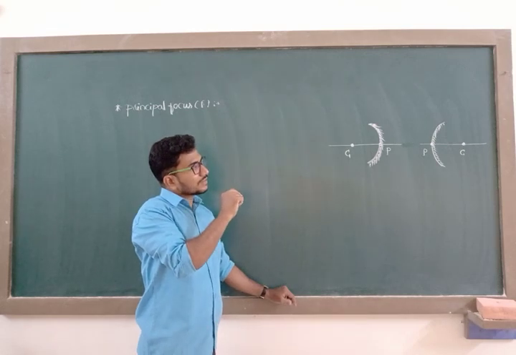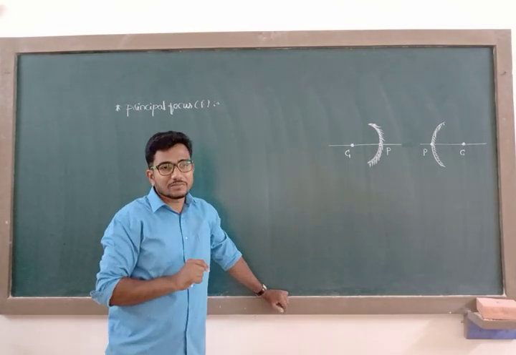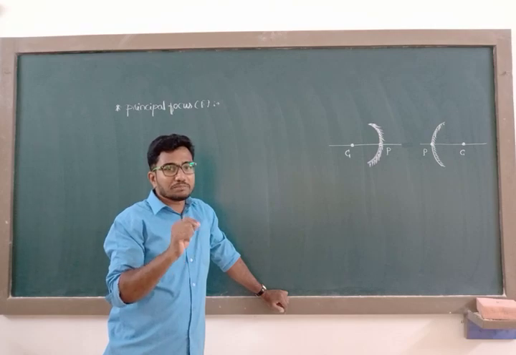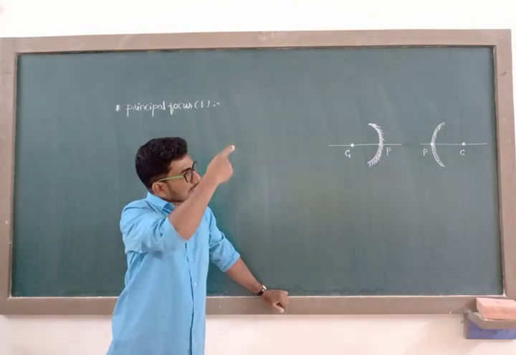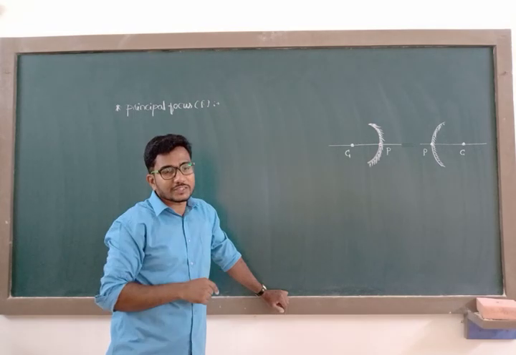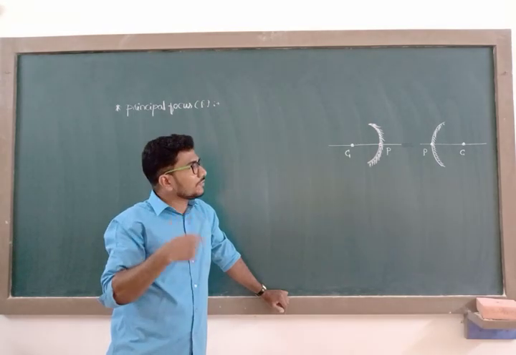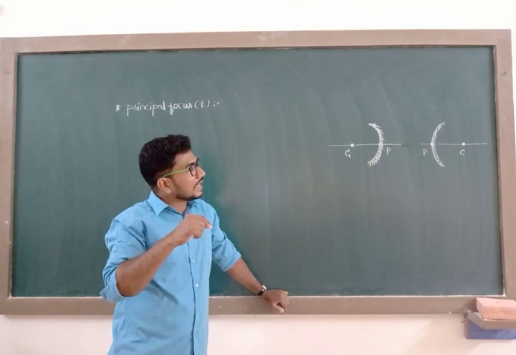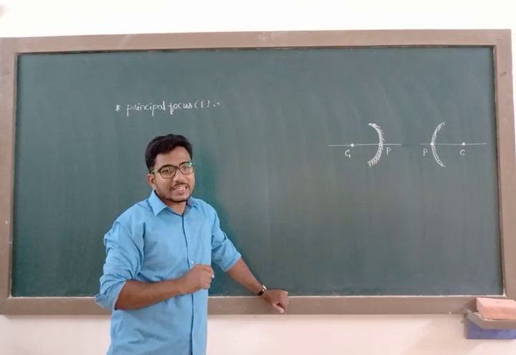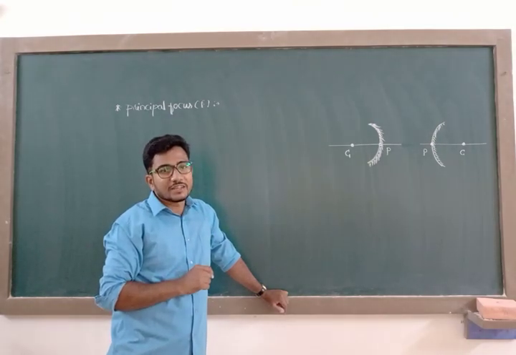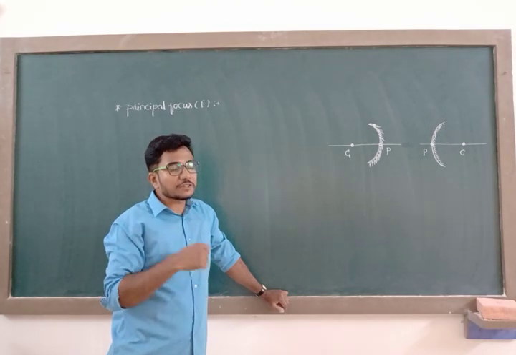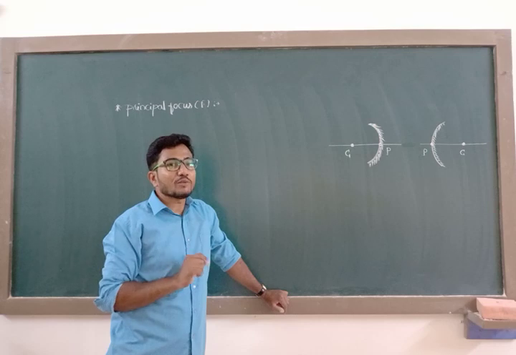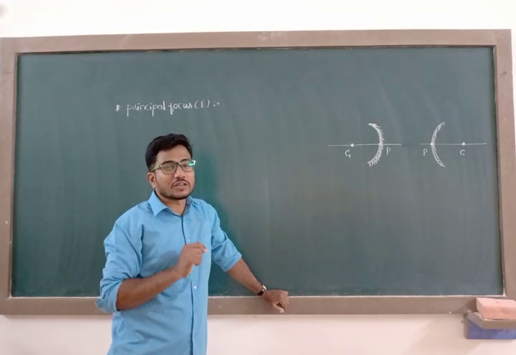In case of convex spherical mirror, when a parallel light beam is made to incident on a reflecting surface of the convex spherical mirror, after reflection, the corresponding reflected light rays appear to diverge from a point on the principal axis. That point is known as the principal focus.